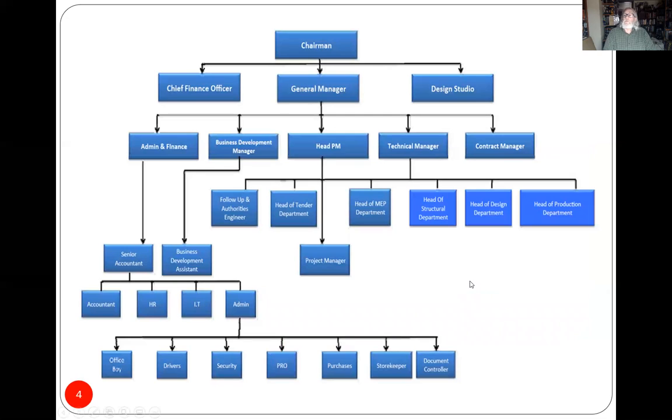Here's an example of a hierarchy chart, and it shows who reports to whom. The chairman is at the top, and then the general manager reports to the chairman, and this, of course, would mean the chairman of the board. And at equal level, it says here, we have a chief finance officer and we have a design studio, the head of that, and so forth. So this is an interesting sort of mix here.